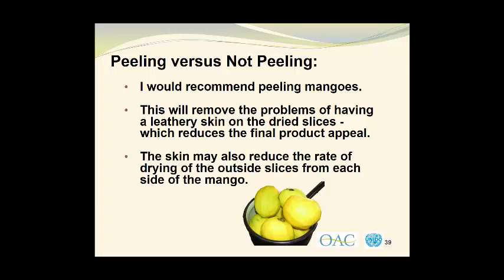So the skin may also reduce the rate of drying on the outside slices from each of the mangoes when you cut them apart, because that first slice from the outside of the mango has a tremendous amount of skin on it, and it's just not around the edges. It's over the entire back side of the mango slice itself.